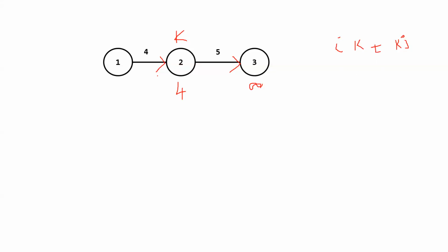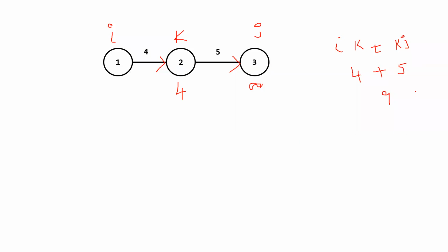Now, what is the distance from i to k? i is your node 1. k is the intermediate node. j is node 3. What is the distance from i to k, from node 1 to 2? It is 4. And what is the distance from k to j? It is 5. So here, distance from node 1 to 2 is 4, and from there, it is 5. So I'm going to take these parts, find out the cost, add it, and the value is equal to 9.